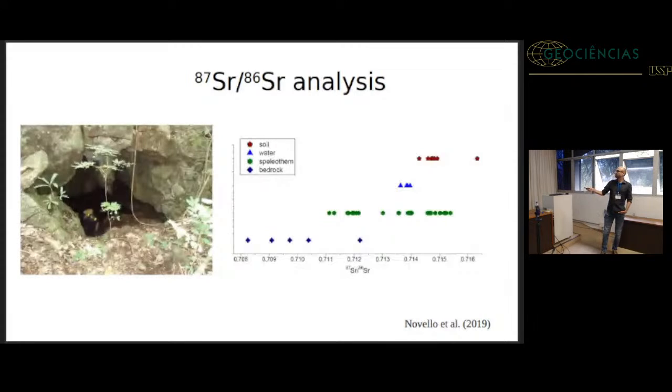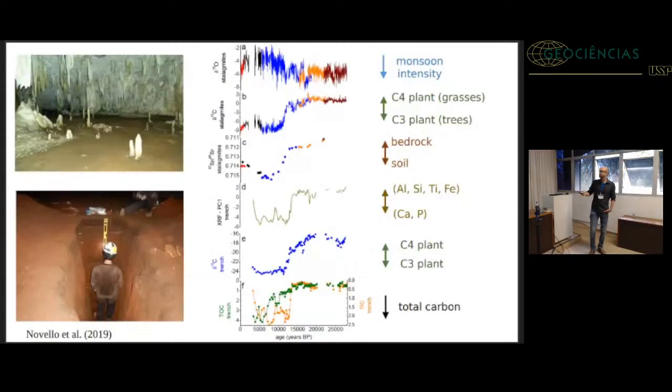Like in the soil we have strontium values around 0.715, which is high, and in the bedrock we have values around 0.708 here. And the values we find in stalagmites were something in between. So we have two different sources of strontium here, more limestone or more soil. And then we put everything together.